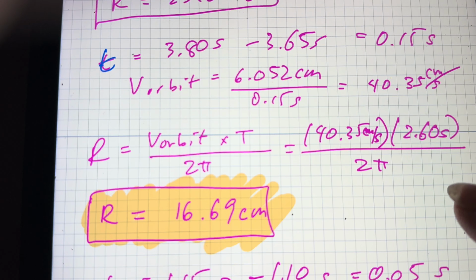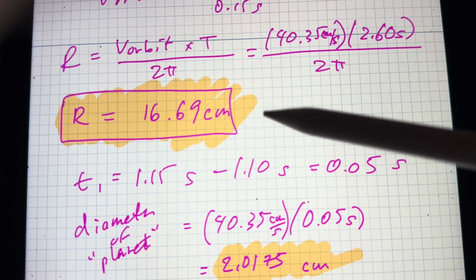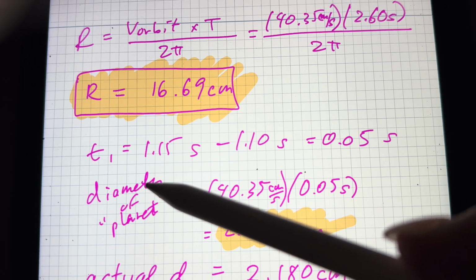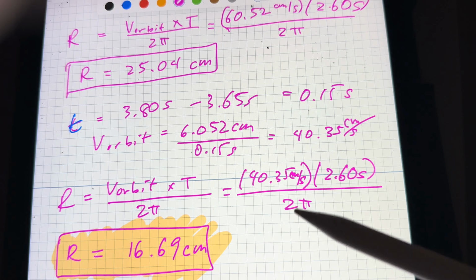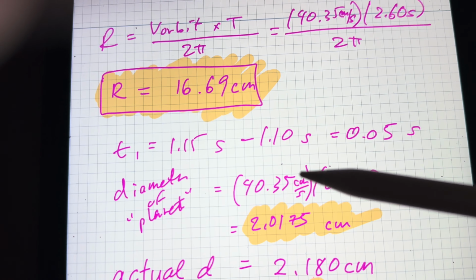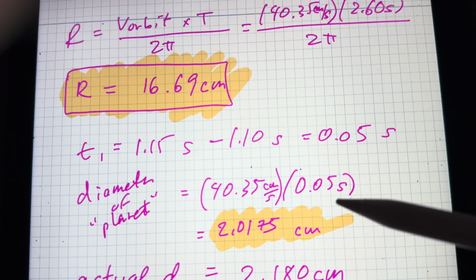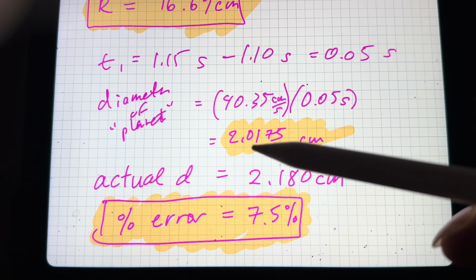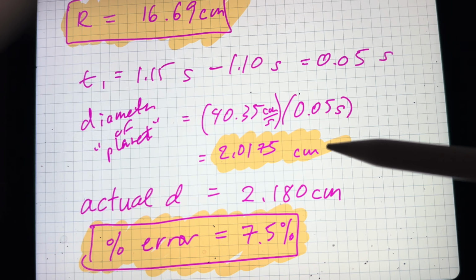So here we go. 1.15 seconds minus 1.10 seconds between those two points gives us 0.05 seconds for that time interval. And so I take the speed that I calculated up here, 40.35 centimeters per second, with the measurement of that interval earlier, and multiply that by 0.05 seconds. And I end up with 2.0175 centimeters. So this should be the diameter of the Nerf ball.